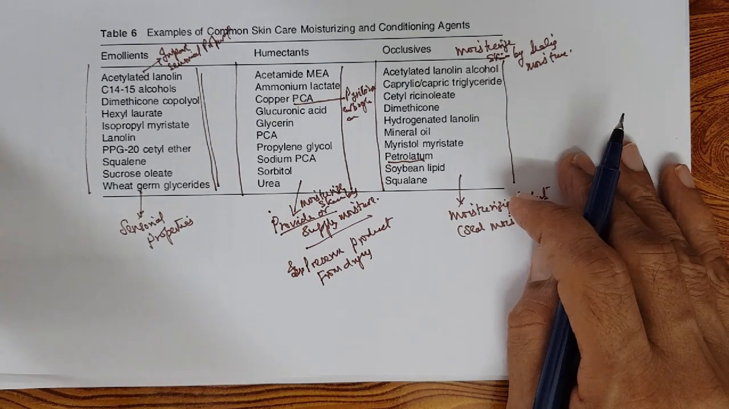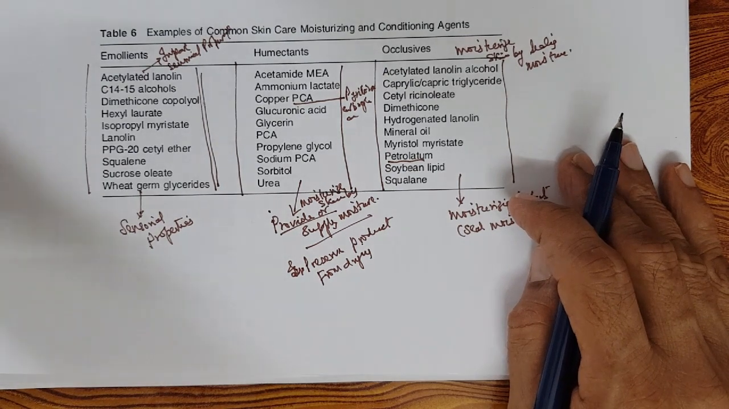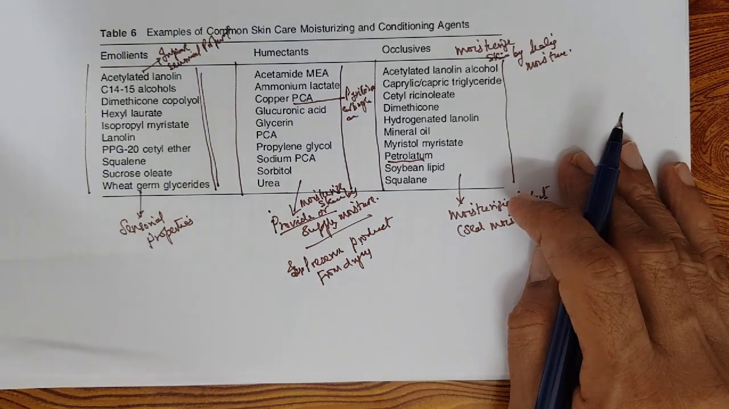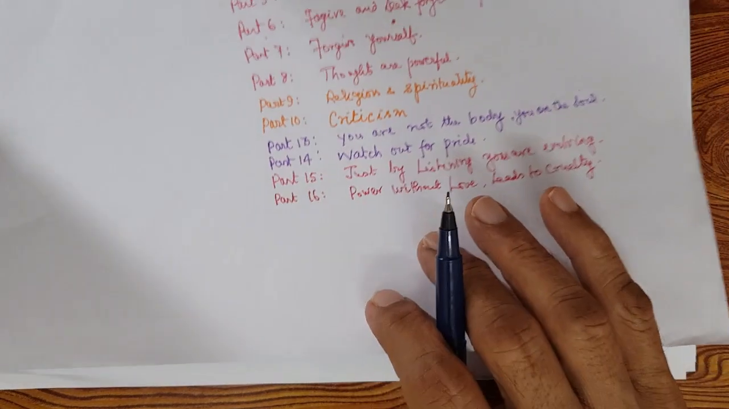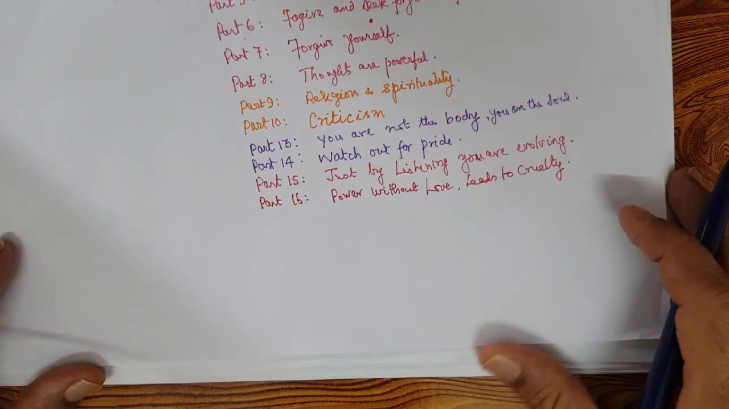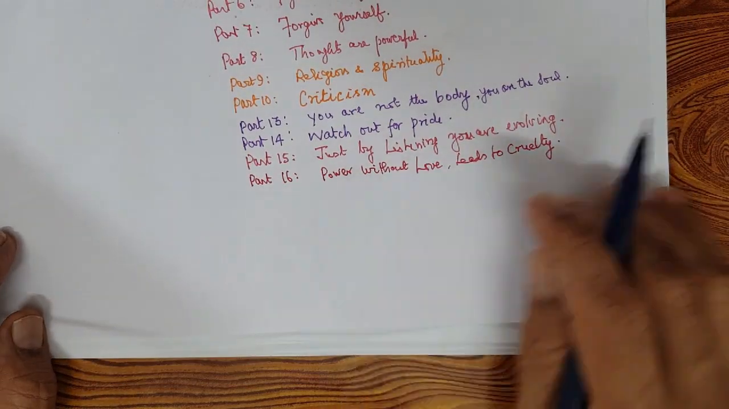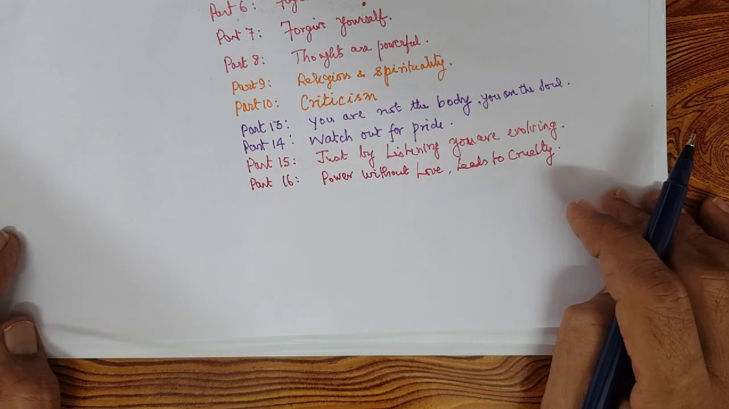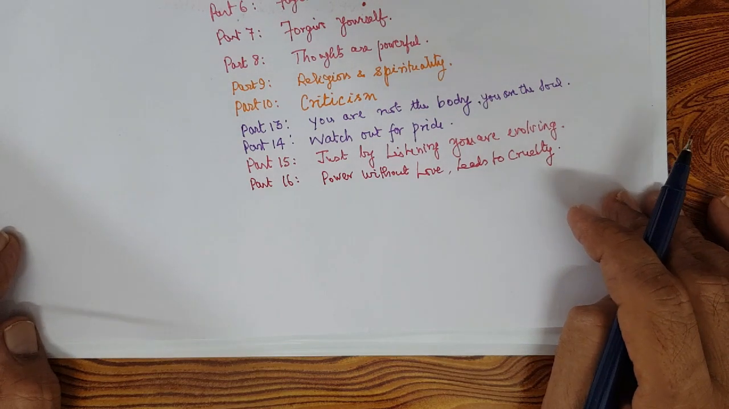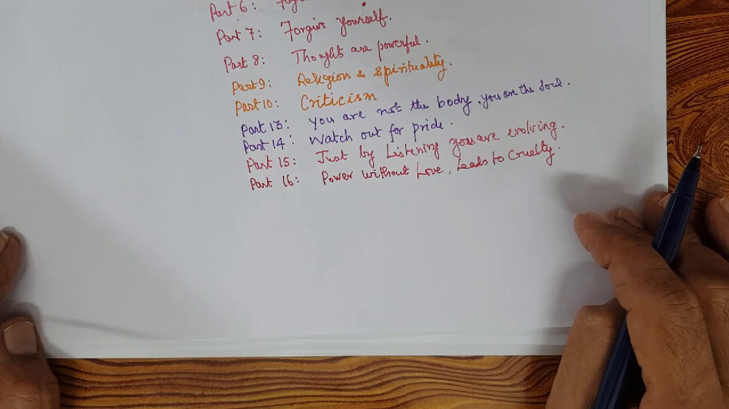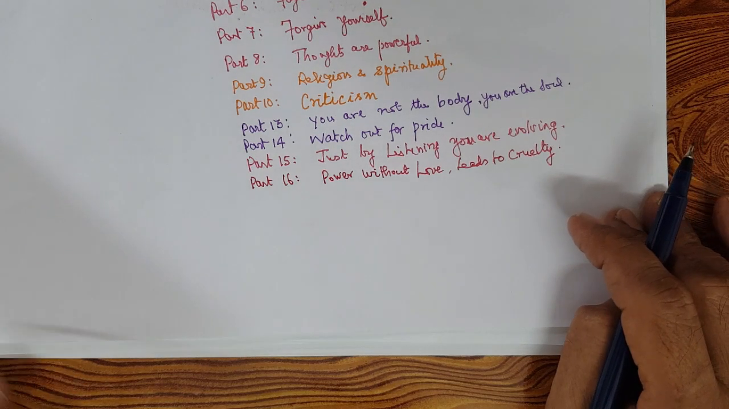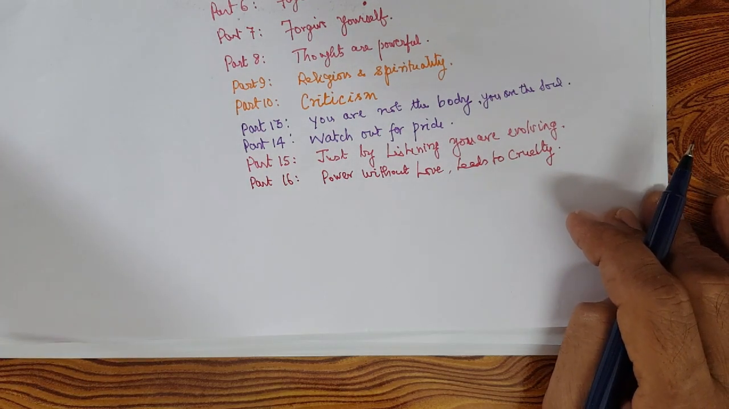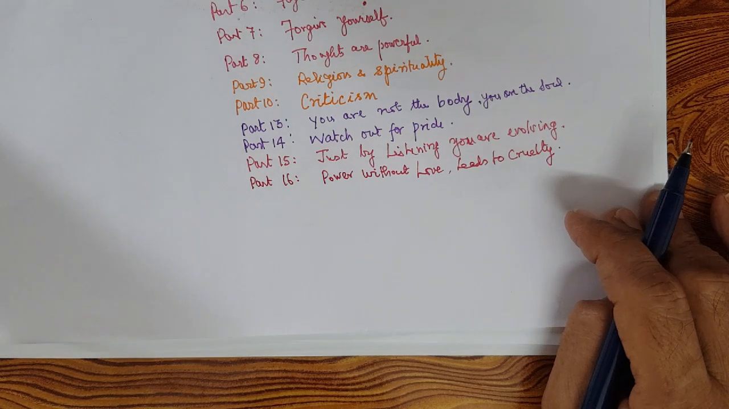Thank you, and before I end, I always end with a life lesson. Today's life lesson, part 16: power without love leads to cruelty. Power without love leads to cruelty. The sentence is self-explanatory.